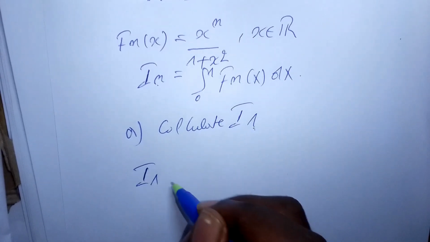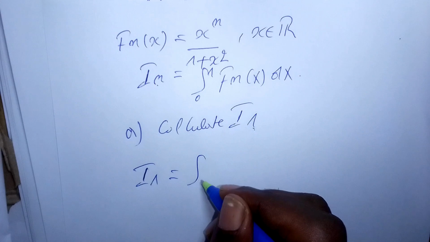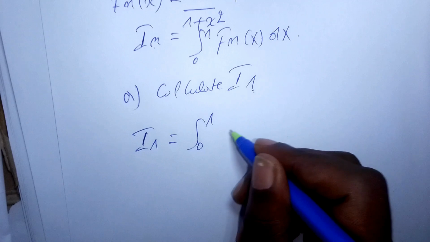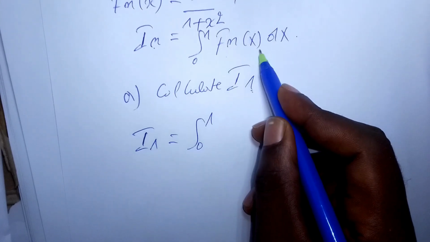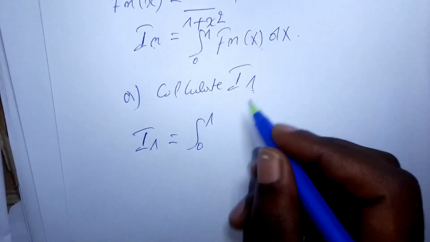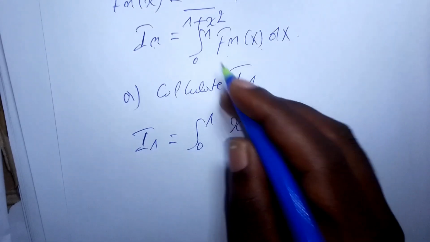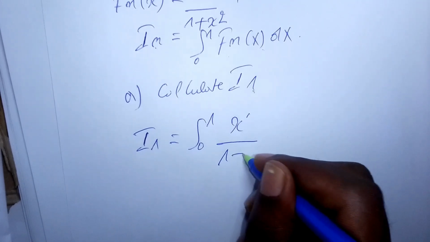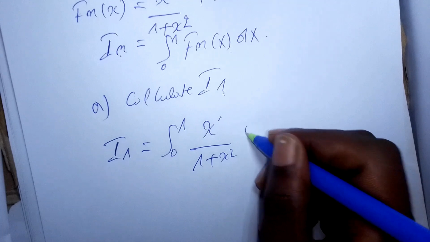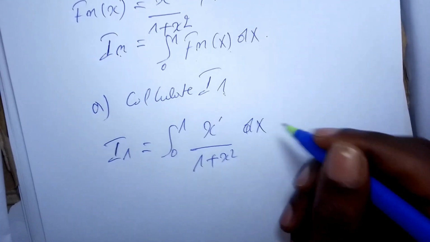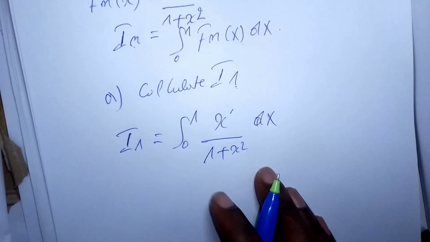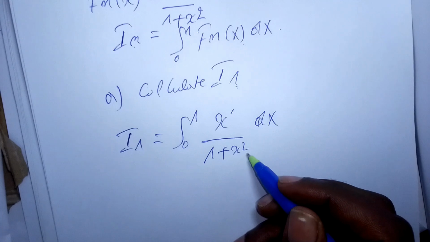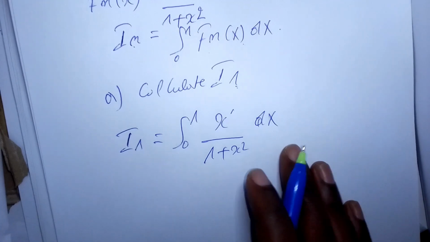So we have I1 equal to the integral from 0 to 1, and fn of x is x power n, where n is 1, over 1 plus x squared, dx. So we are going to find the integral of x over 1 plus x squared dx.